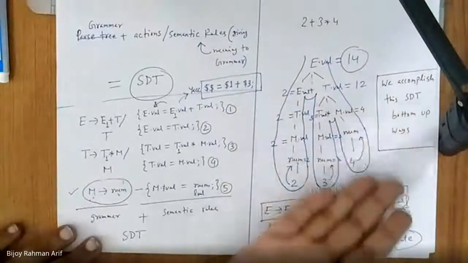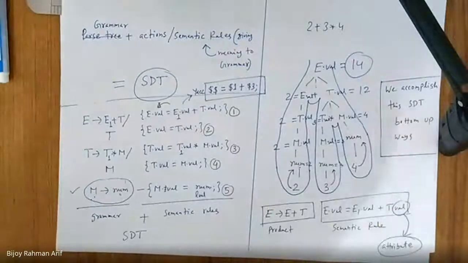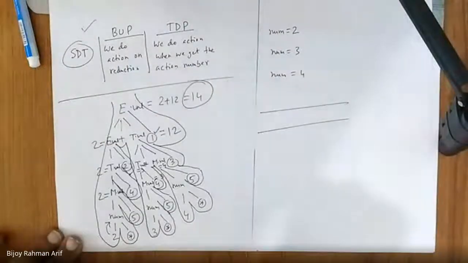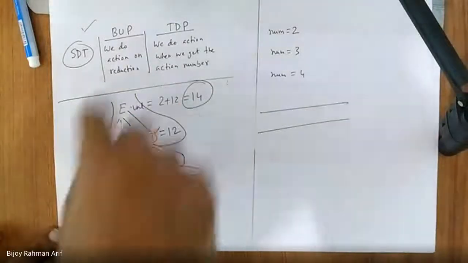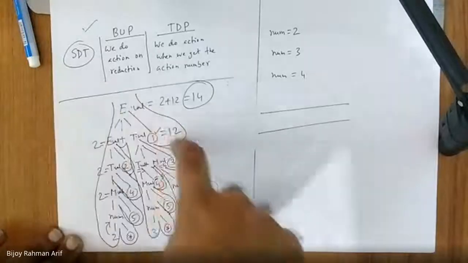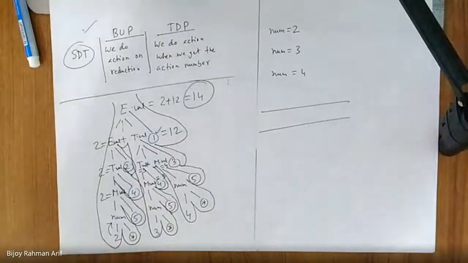Traversing does not change. But in this case, what happened when we are creating the parse tree? When we reduce and create the parse tree, that time we are performing the action. In top-down parsing, we create the parse tree, and while creating it, we associate the correct action. Then we traverse the parse tree again. Whenever we get the number of the action, we perform the action. Did you get the point?